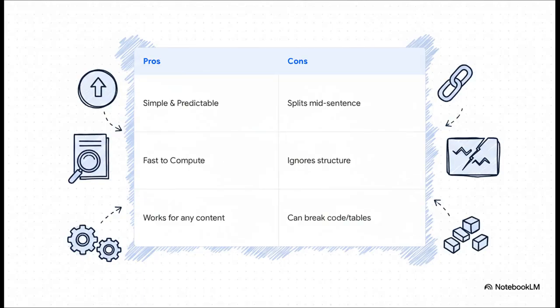But here's the trade-off, and this is super important. On the one hand, yeah, it's fast, it's simple, and it works on literally any text you throw at it. But on the other hand, it's a blunt instrument. It has zero understanding of grammar or structure. It'll happily chop a sentence right in half, split a key idea across two chunks, or even break a piece of code, making it totally useless.